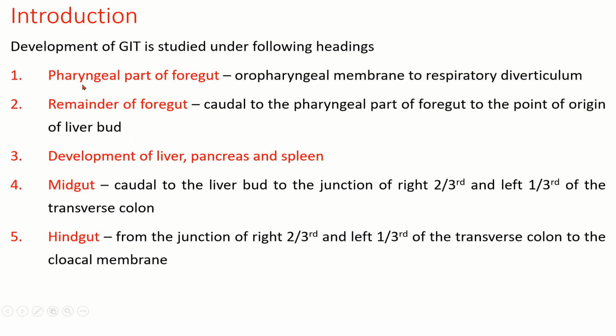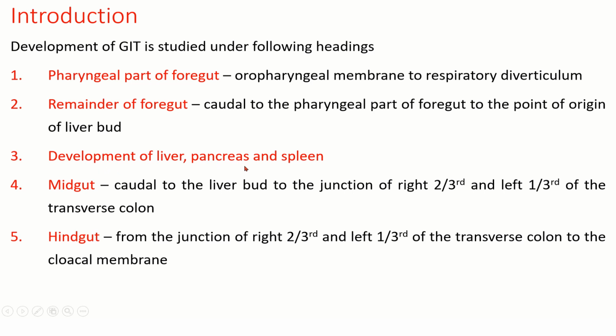So the entire development of the gastrointestinal tract will be studied under the following 5 headings. Pharyngeal part of foregut, which we are going to study as pharyngeal arches, is already completed. It extends from the oropharyngeal membrane to the respiratory diverticulum. Then, caudal to the respiratory diverticulum, the remaining part of the foregut extends from the respiratory diverticulum to the origin of the liver bud. So today in this particular session, we'll be studying this.